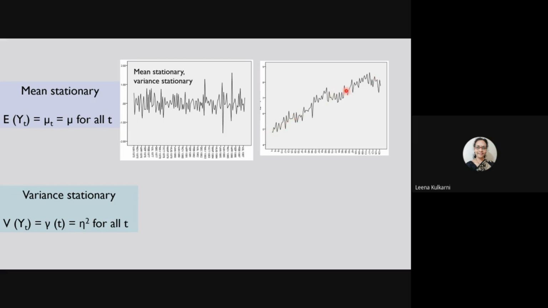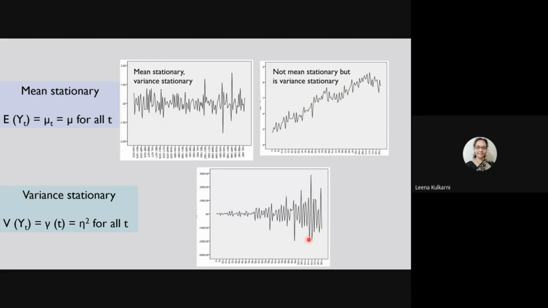So as we see, these values are increasing over time. The fluctuations are not around zero or around a constant value. Hence, this data set can be considered as not mean stationary, but this is variance stationary. The magnitude of variability or the changes at every time point is the same all through the time parameter.